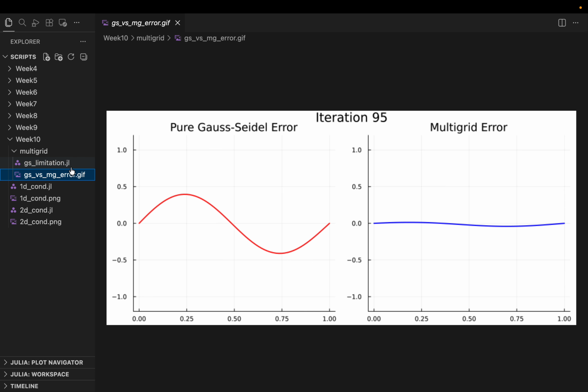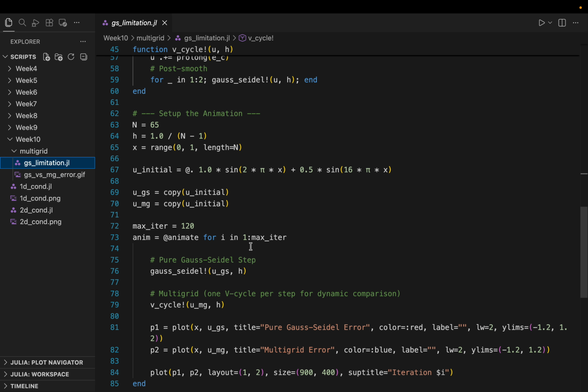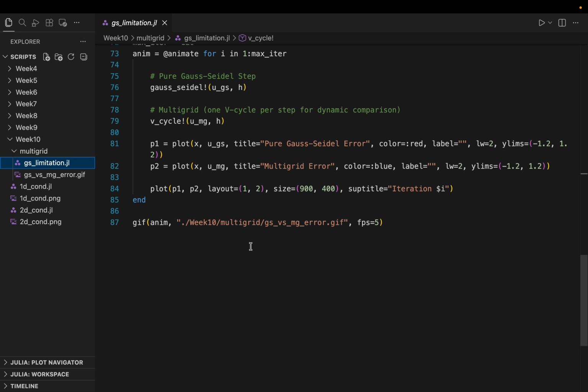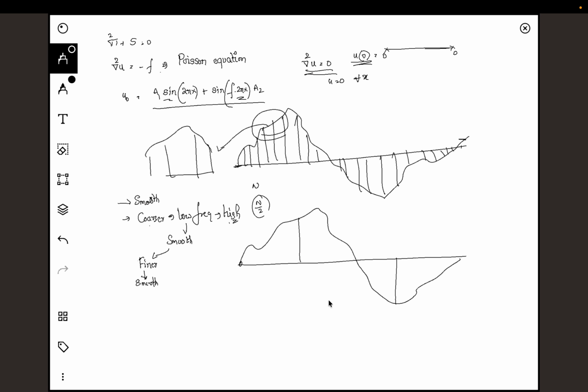And I'll be sharing this code on the Drive link, so you can go through this and implement it with the previous code that we already discussed. Then it will be clear for you also. If you have any questions, then we can discuss that also. Yeah, so these are the things I have for this week.